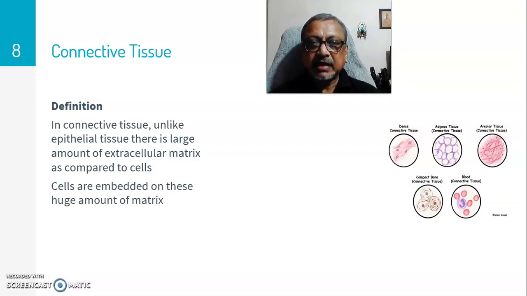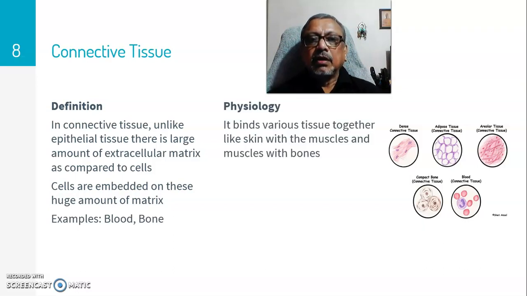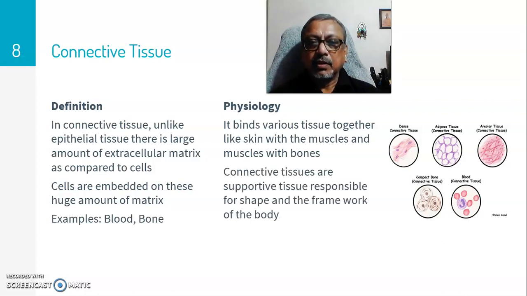The examples that can be taken are blood or bone. These are connective tissue. The connective tissue binds various tissues together, like skin with the muscles and muscles with the bone. Connective tissues are also supportive tissue responsible for the shape and framework of the body.